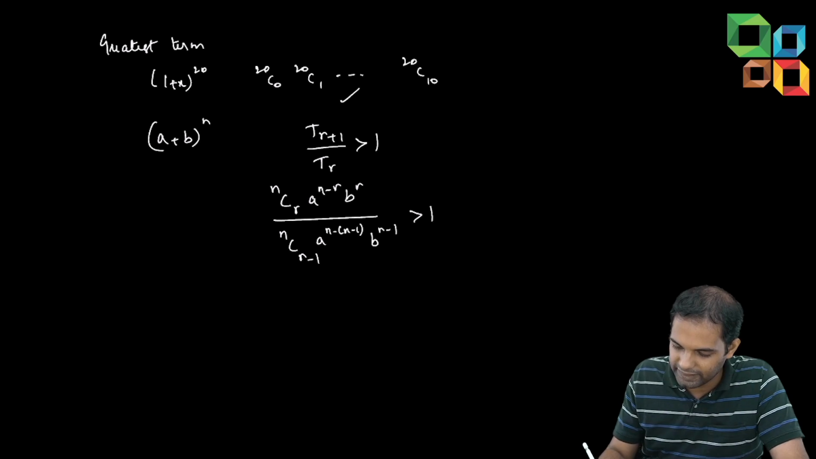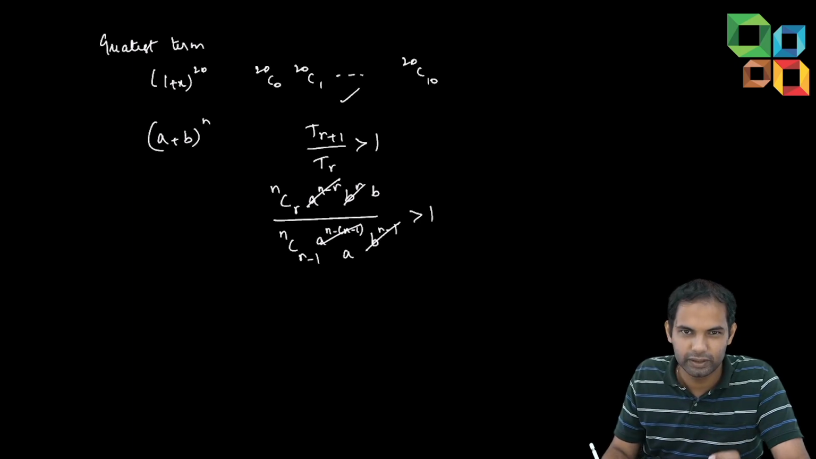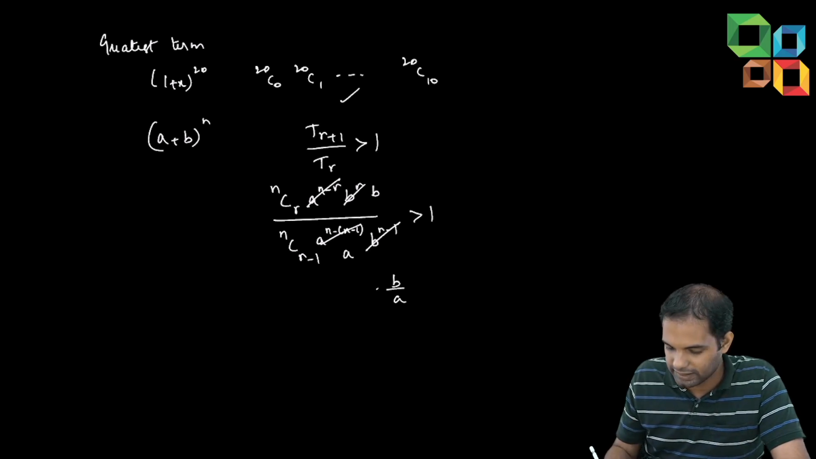Now easily we can cancel this. BR minus 1, right? This should be B. Correct. Now here, if you divide, this should be A. Correct. So what are you going to get? This will be nothing but A power n minus R plus 1. So therefore, look at the term. I got B by A into NCR by NCR minus 1.